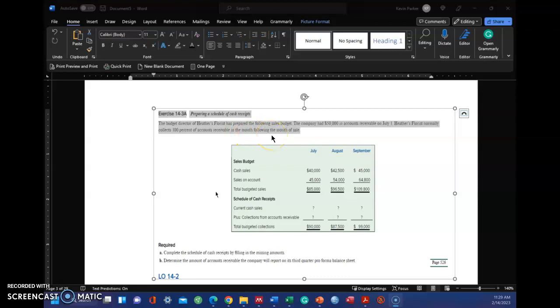All right, so there's a little bit going on here, but we'll break it down into pieces. So current cash sales, let's look at that, we need to calculate. In the sales budget, there's going to be cash sales, and then there's going to be sales on account. So not everybody pays cash.